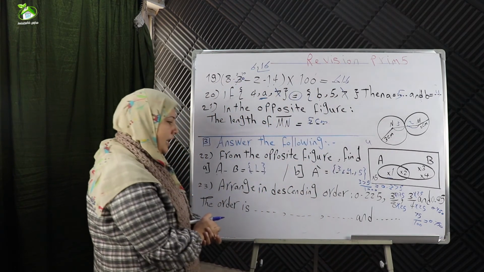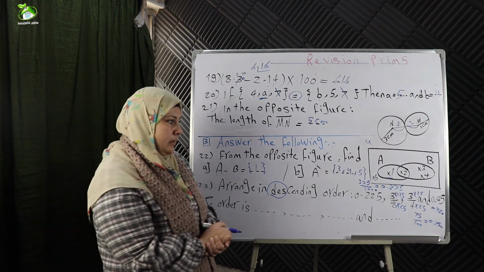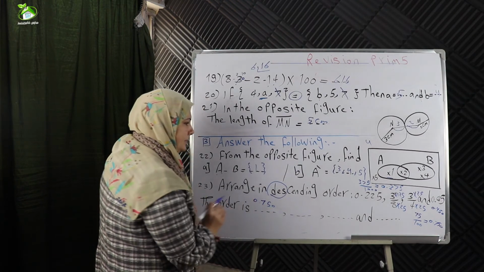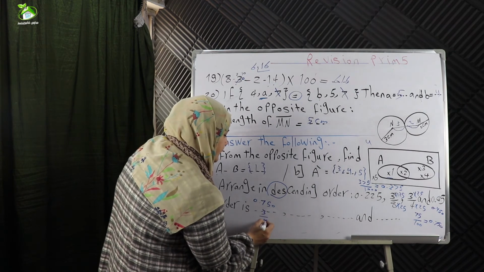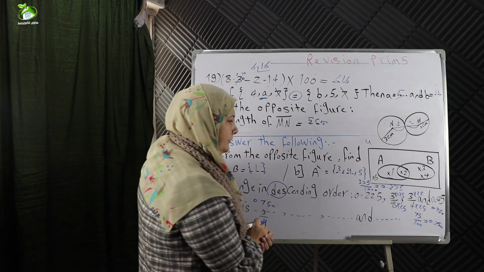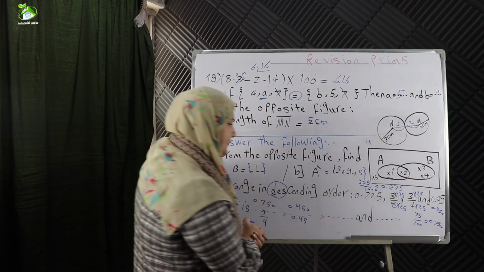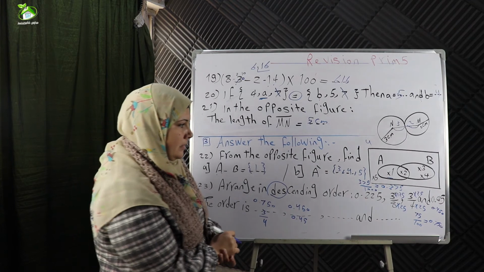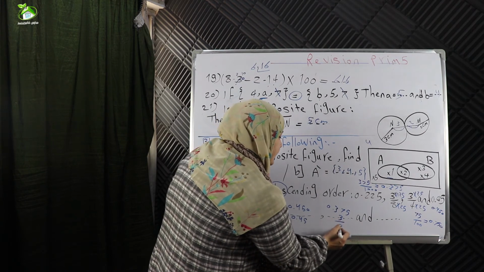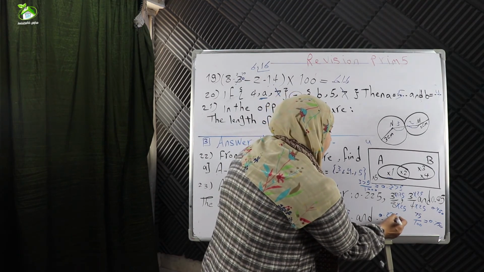0.450 and 0.750. Arrange descending means arrange from greatest to the smallest. Greatest number is 0.750. It's 3/4. The second number is 0.450. It's 45 hundredths. The third number is 0.375. It's 3/8. The last number, the smallest number, is 0.225.